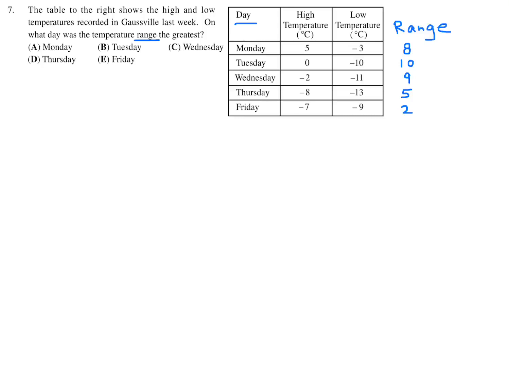Anyhow, the range was greatest here, 10, and that day of the week is Tuesday. So that would be choice B for number 7.